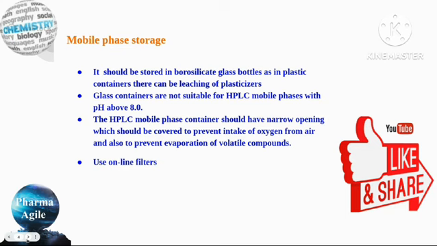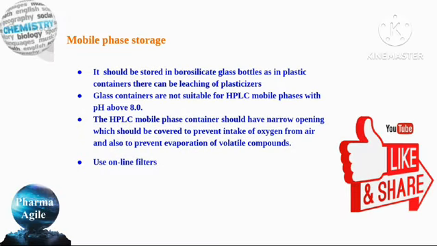If we do not filter the mobile phase, what happens? The suspended impurities increase, and due to these suspended impurities they can block the column. Flow rate of the mobile phase also decreases due to these impurities. So we should always filter the mobile phase. By degassing the mobile phase, we can remove the air bubbles. Next, always use freshly prepared mobile phase for analysis.